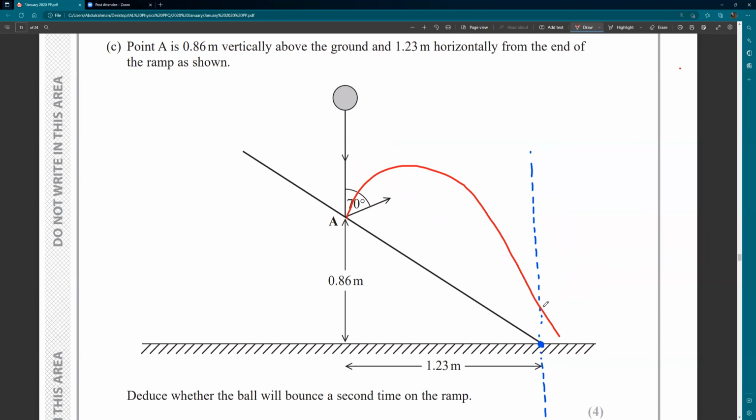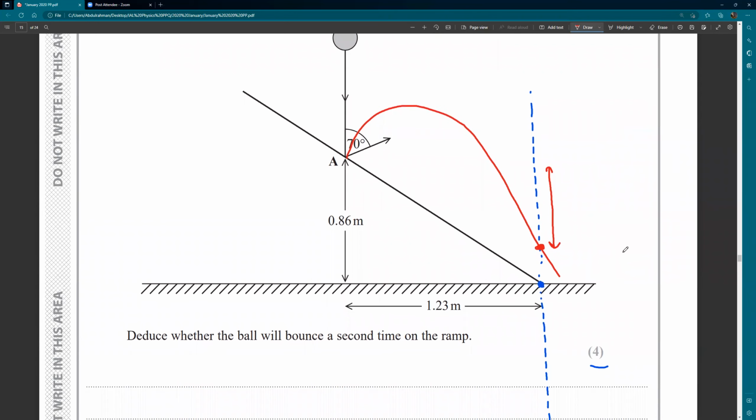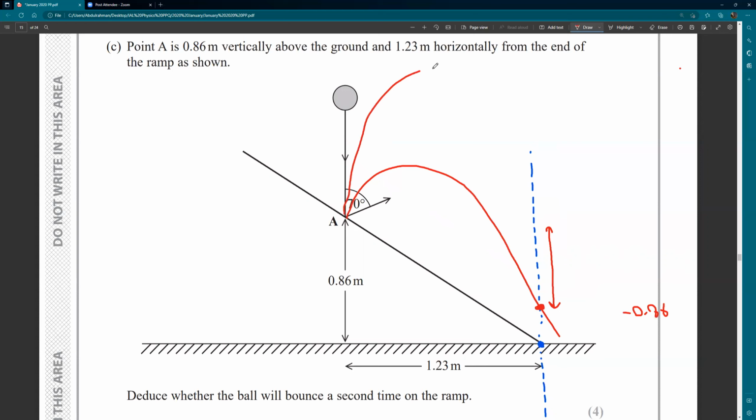As you could see, the vertical displacement is greater than minus 0.86. So it would not have bounced a second time. Maybe it did something like this. Your vertical displacement is positive now, I don't know, like maybe 0.2. So clearly it would not have bounced a second time.